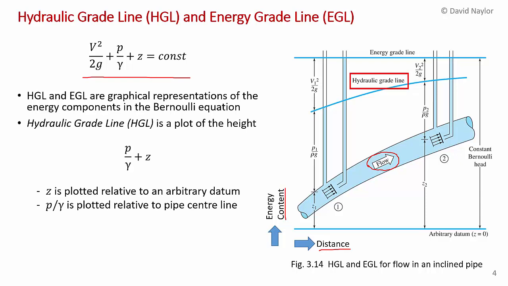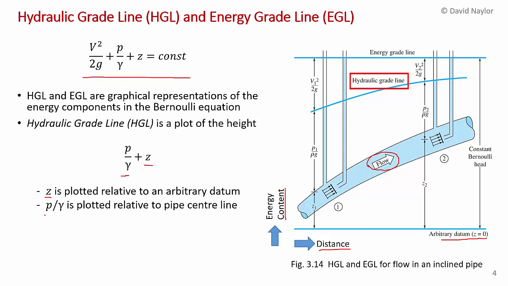Now, the hydraulic grade line is defined as a plot of the height of the pressure head plus the elevation head. So Z, which is the elevation head, or the potential energy of the flow per unit weight, is plotted relative to some arbitrary reference point. So we can just arbitrarily pick some point that we call Z equals 0, a datum.